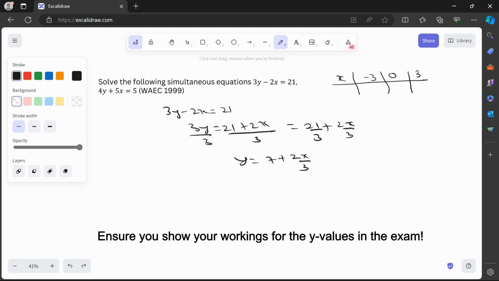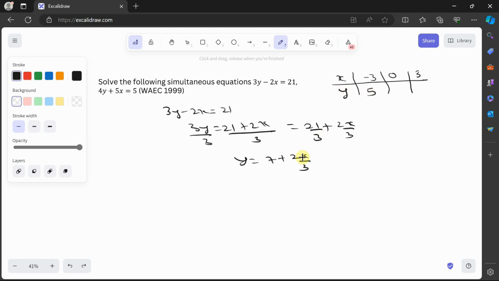7 plus 2 times -3 divided by 3, that will give you 5. So y is 5. When x is 0, y is going to be 7. And then when x is 3, y is going to be 9. So we have 5, 7, and 9. So we have our points for this.